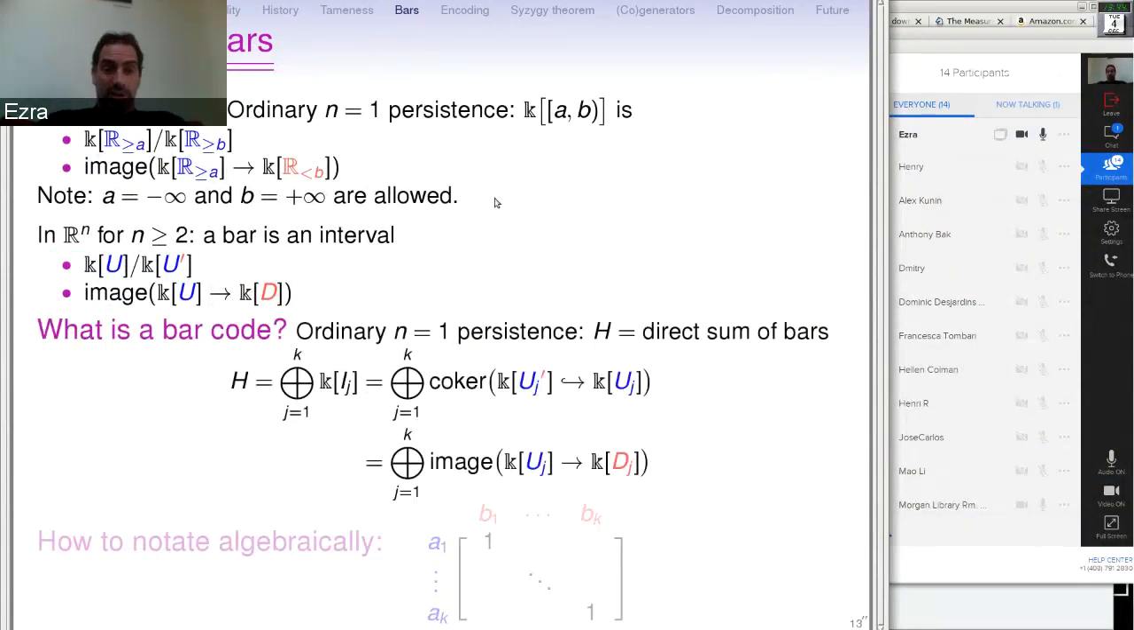Okay, so what's a barcode? In ordinary n equals 1, that's ordinary persistence with one parameter. Your module is always a direct sum of bars. So it's a direct sum of, remember this ij, that's an interval. And so you're going to take a k of that interval, so that's a one-dimensional vector space on that interval, and that's going to be a direct sum of either these upset presentations of bars or fringe presentations of bars.